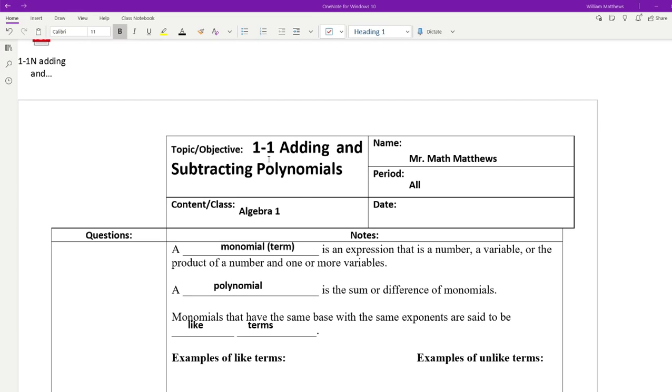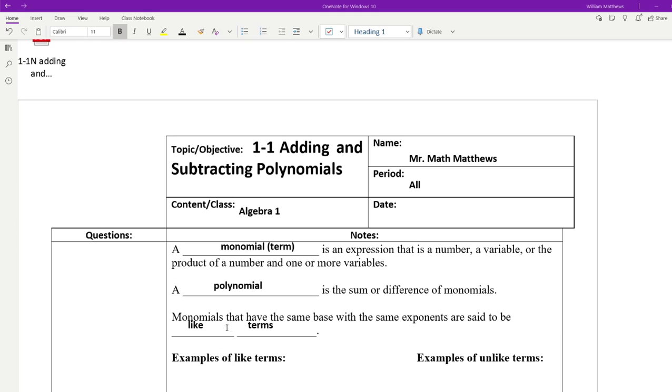Today, we will be talking about adding and subtracting polynomials. One of the first things we want to break down are the definitions of common words that we'll be using to this point, such as a monomial, which we refer to as a term, is an expression that is a number, a variable, or the product of a number and one or more variables. A polynomial is the sum or difference of monomials.